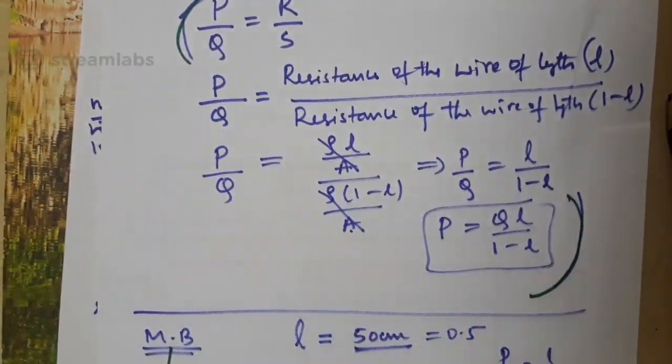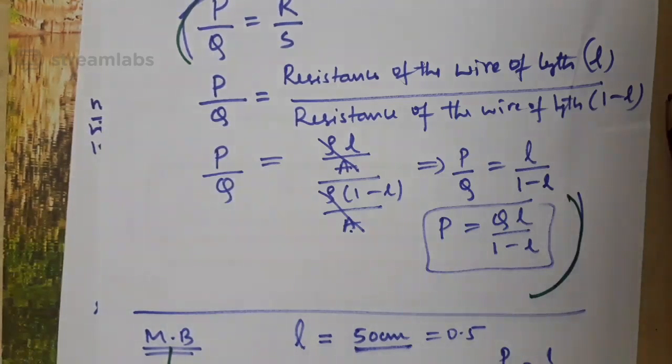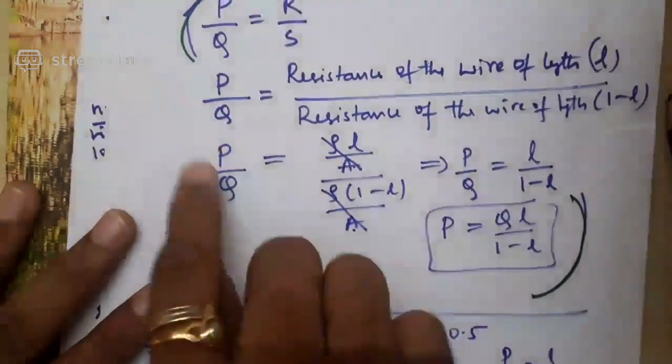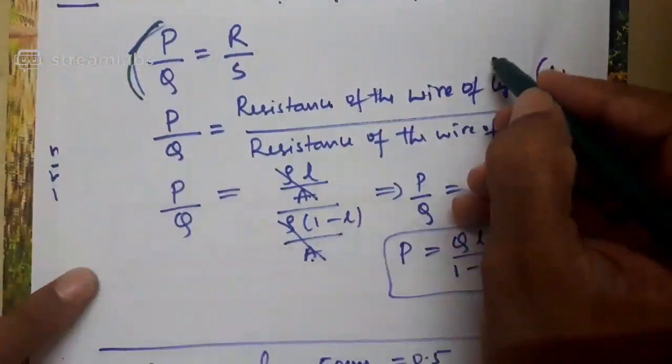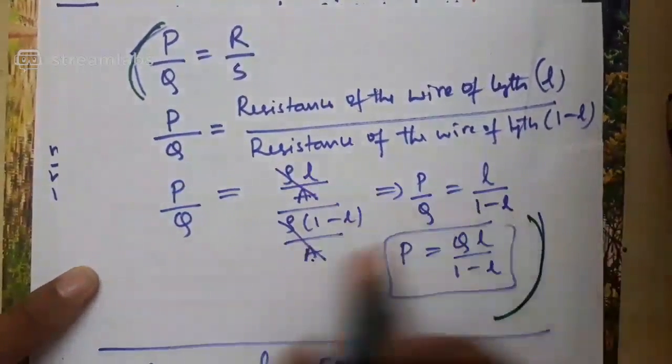So this is about your meter bridge, and you keep your numerical problems and AAC level 1 problems ready with you. I think you copied this. Remaining things are there, you need not copy. This you copied, right? P by Q is equal to R means resistance of the wire of length L, that is between A and D. Resistance of the wire of length 1 minus L, that is from D to C. This calculation.